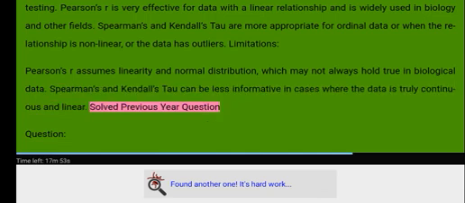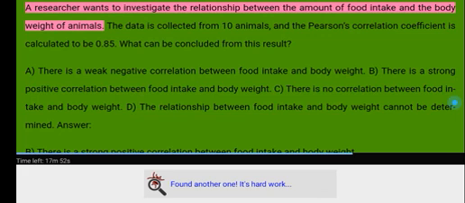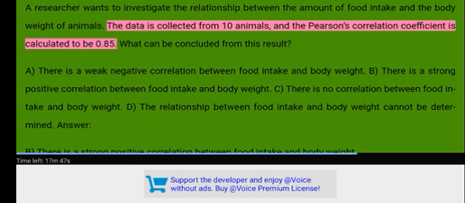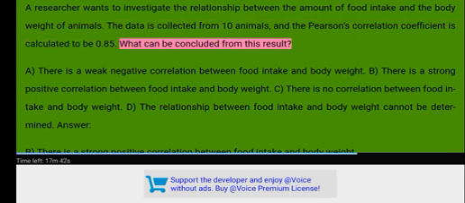Solved previous year question. A researcher wants to investigate the relationship between the amount of food intake and the body weight of animals. The data is collected from 10 animals, and the Pearson's correlation coefficient is calculated to be 0.85. What can be concluded from this result?